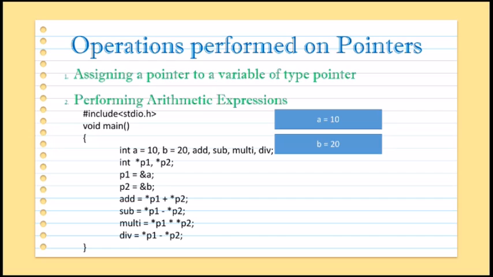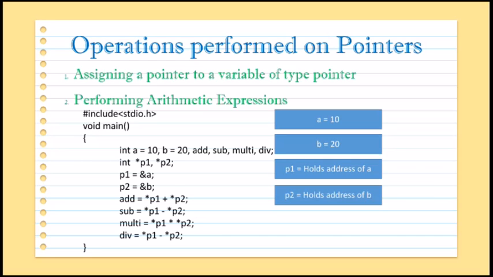Next we have declared two pointer variables, that is p1 and p2. Next, we have assigned the address of a to p1. In next line, we have assigned the address of b to p2. In next line, by using pointers, we will perform addition. That is, add equal to *p1 plus *p2. So here, instead of p1, we have used *p1.